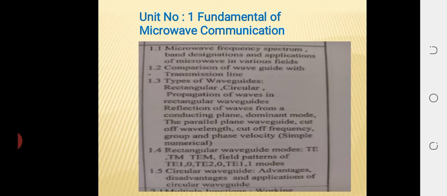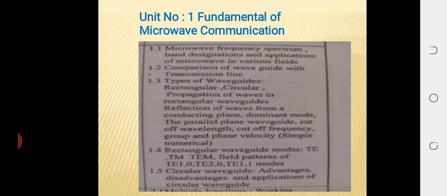If any wave is reflecting, what effect happens on the wavelength, we are going to study with cutoff frequency, cutoff wavelength, as well as phase velocity. Again, there are various types of patterns as well as modes, that is TE, TM, TEM, which we are going to study in detail. And the last one is the circular waveguide: advantages, disadvantages, and applications. This comes under unit number 1.